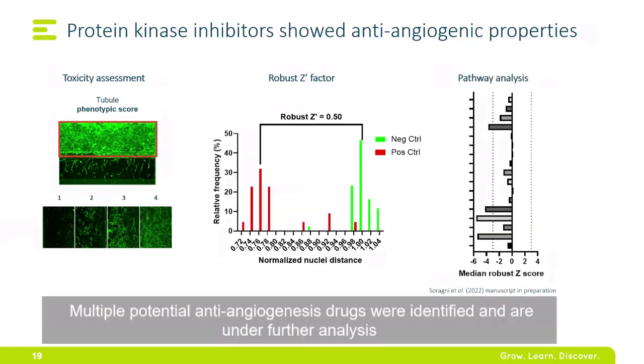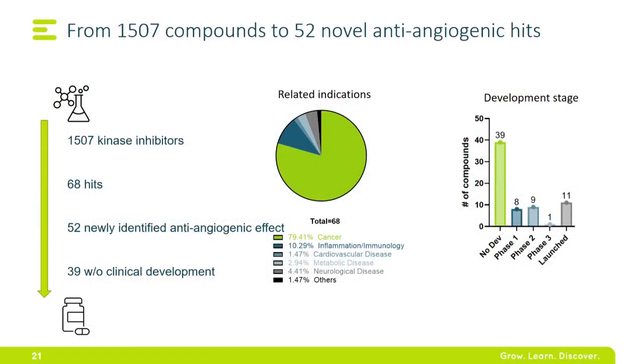So I think the next slide actually, oh, sorry, this one I had to put in from my director of biology. These are the chips that we've been doing. So really a lot of chips. But we had like 1,500 kinase inhibitors. There's 68 hits coming out of that, 52 that actually had a newly identified anti-angiogenic effect.